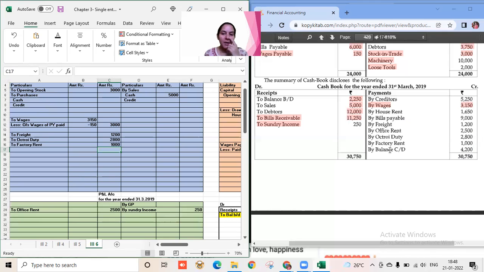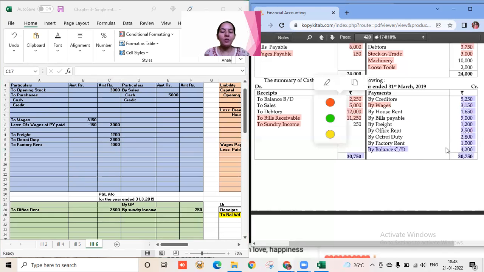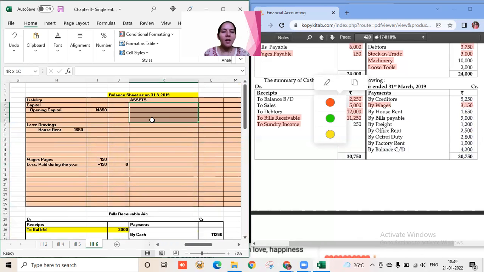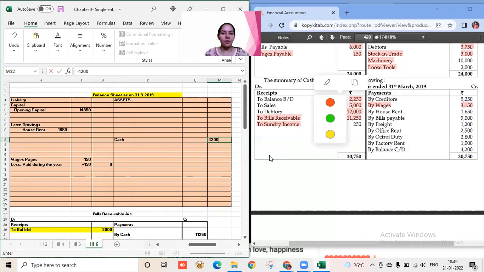So what is the cash balance left? This is the cash balance left. Where do we write the cash balance? To the balance sheet. So come to the balance sheet. There are not many assets, so keep only 4 to 5 lines blank. We don't have any investment, so you can directly start here with the current assets. Okay, so we have a cash balance. Closing cash balance will be written in the outer column, 4,200.